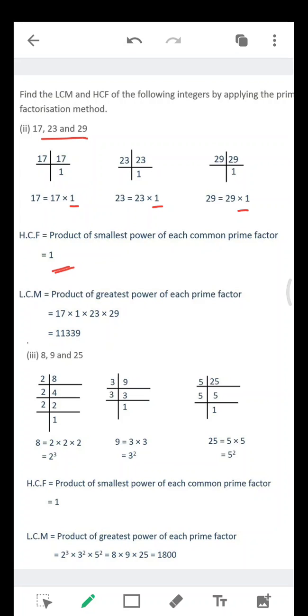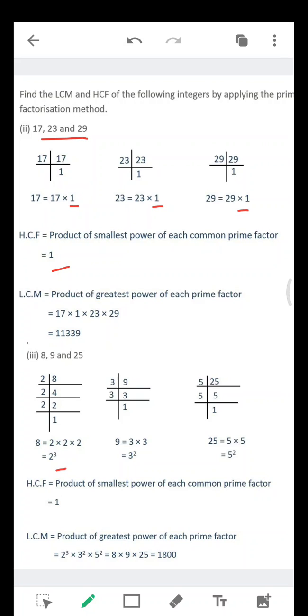Now what is LCM? LCM means you should multiply all the factors, not common. Okay, you should multiply all the factors with highest powers. So I'll multiply 17, 23, 29 and 1. So I get 11,339. This is the LCM. Okay, next one in the same way you have to do.